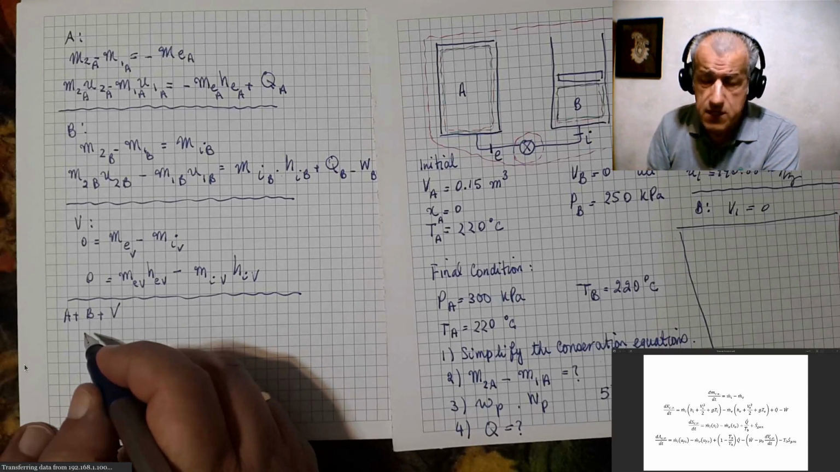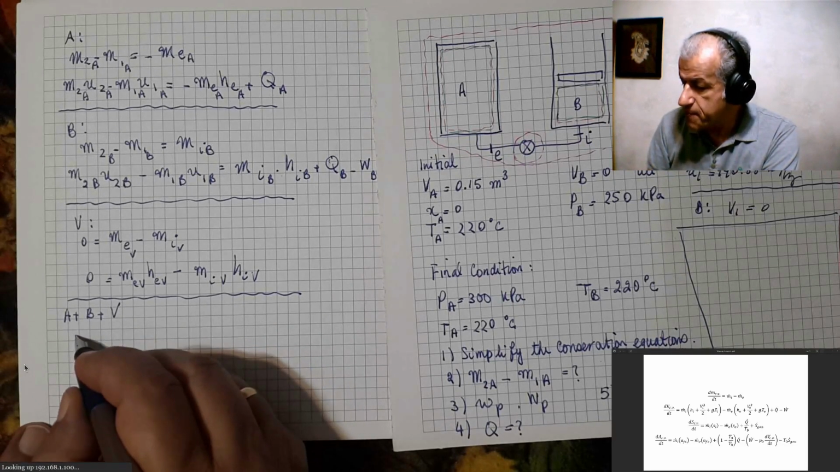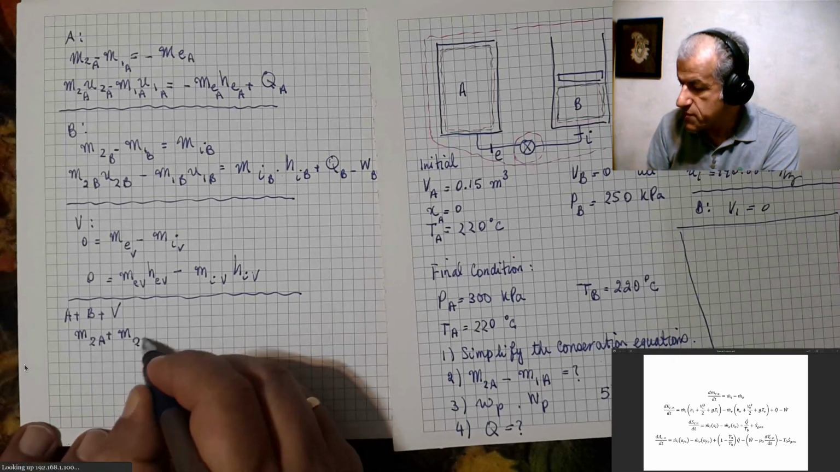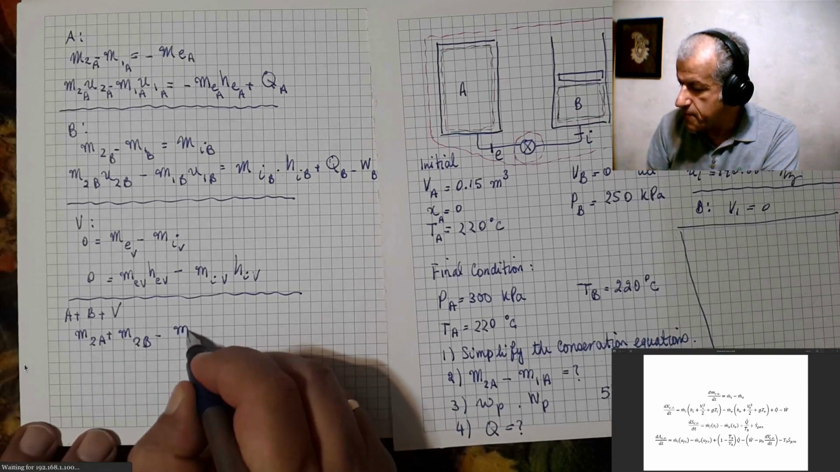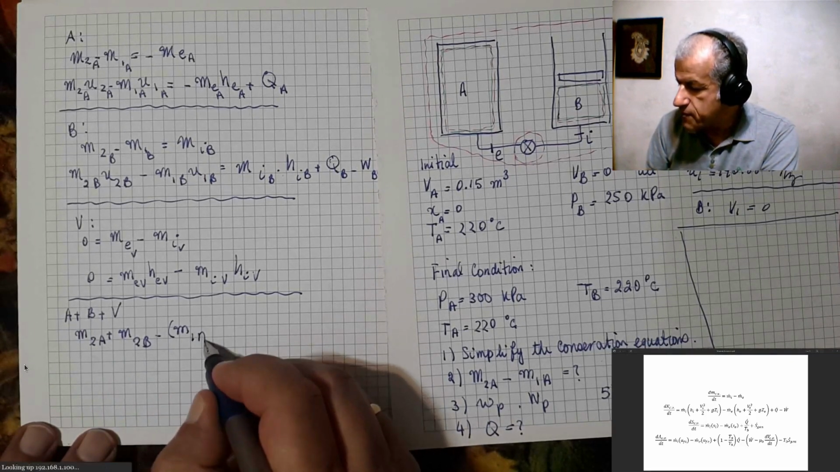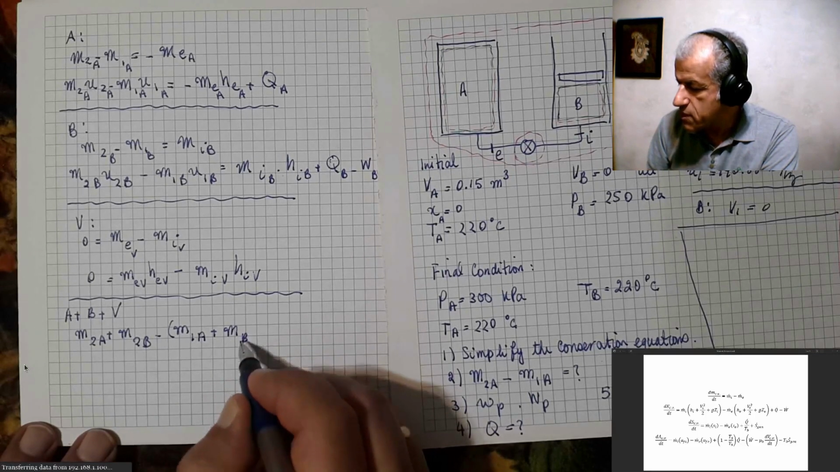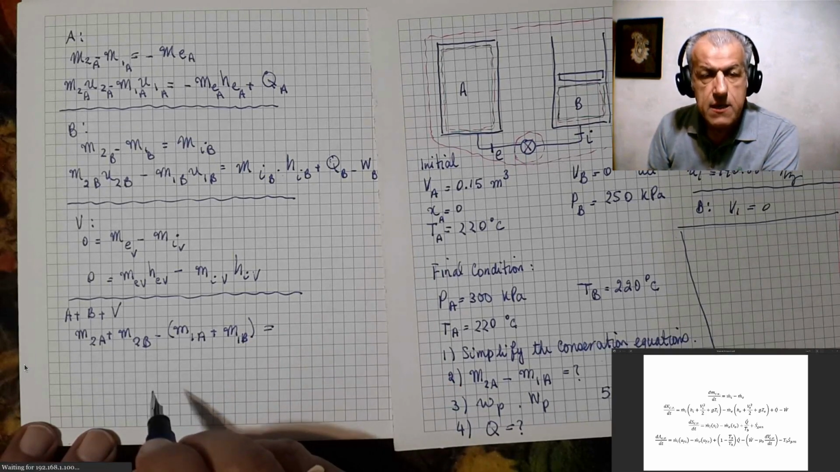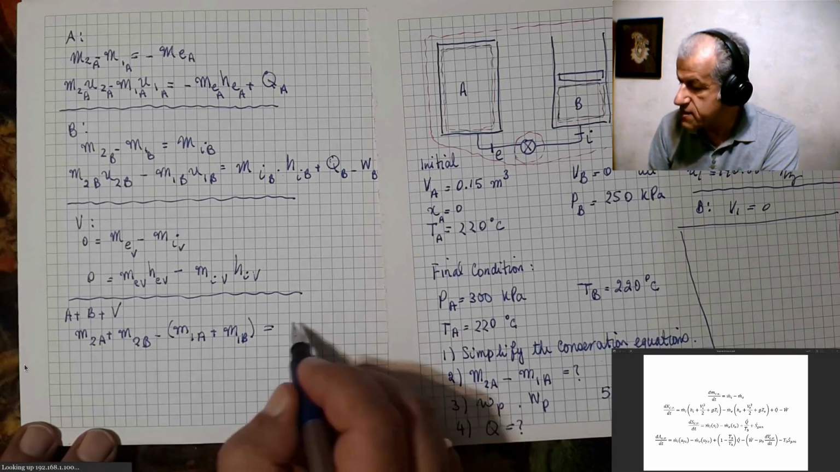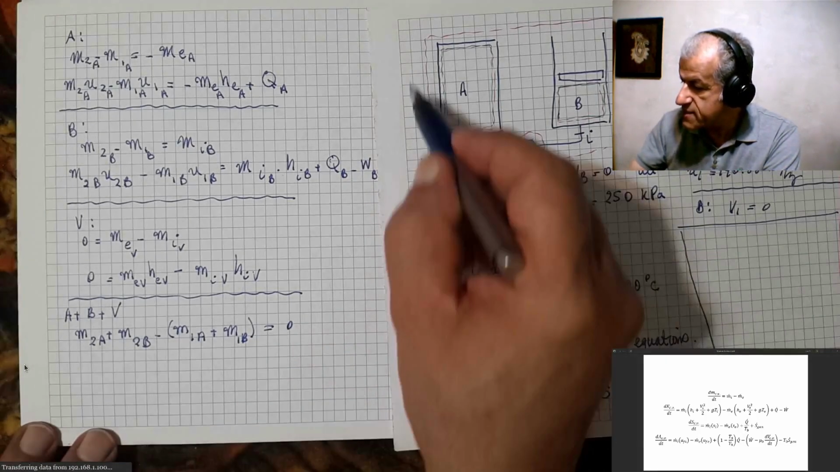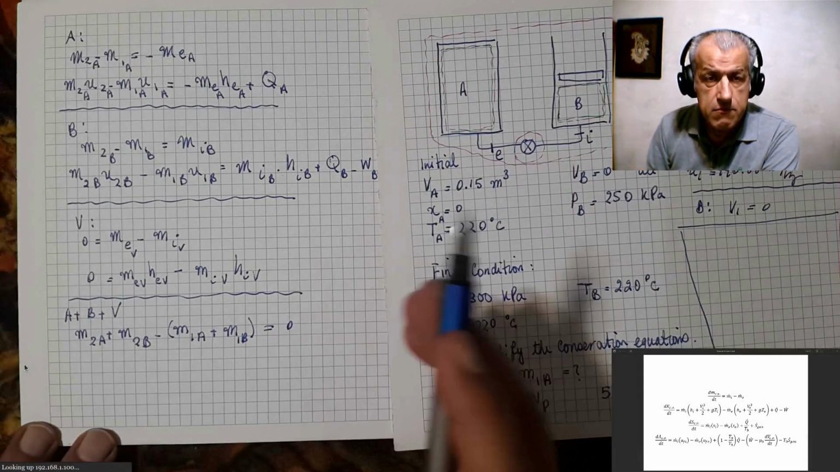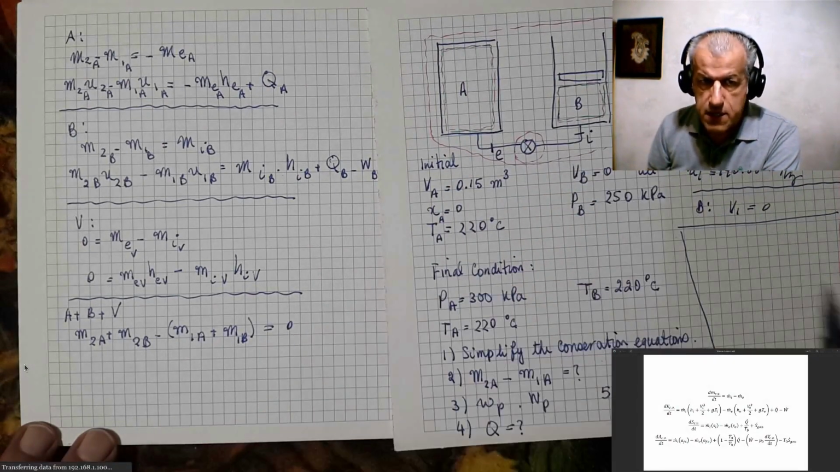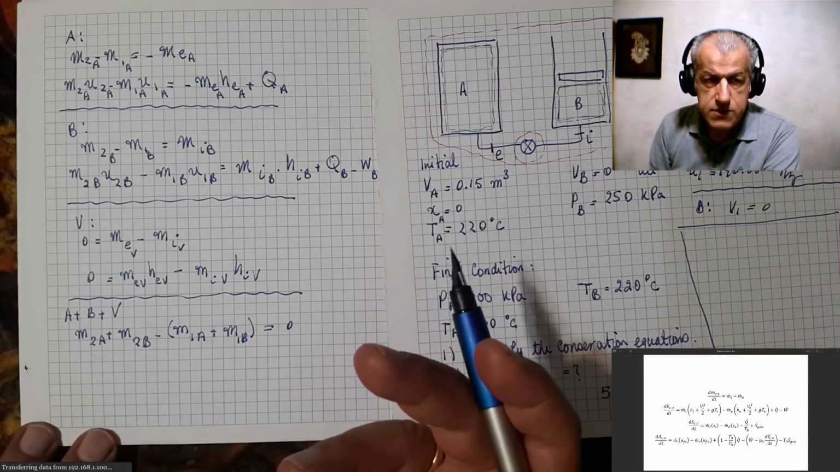the mass conservation law tells us that M2A plus M2B minus M1A plus M1B equals no mass enters, no mass leaves, and therefore this is 0. You see, no mass enters the whole control system and no mass leaves it. It's a system. A plus B together, there's no exchange of mass to the outside.